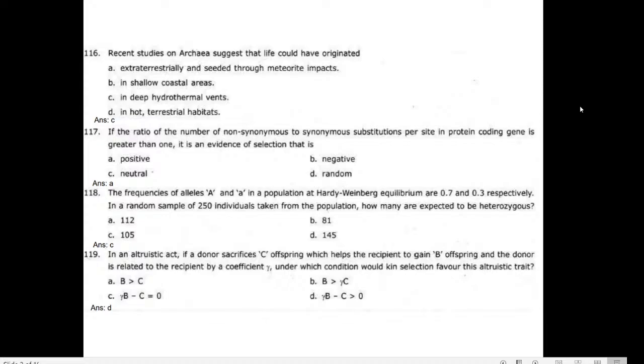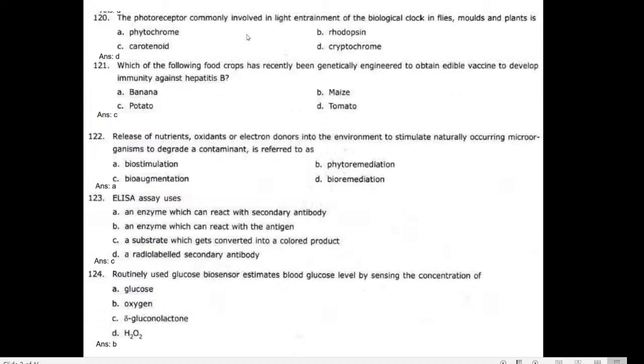Okay, the photoreceptor commonly involved in light entrainment of animals and plants is which kind? There are four answer options: phytochromes, carotenoids, and cytochromes. Among these four, they ask which compound is helpful for light entrainment of the biological clock.